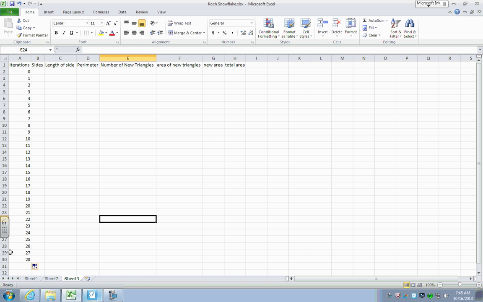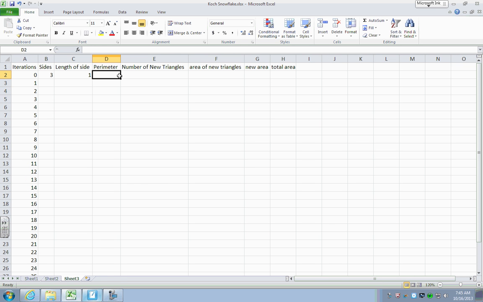We don't need to go any further than something between 25 and 30 iterations. Okay, sides, we said 3. Length of the side, we said 1. Now, here's a shortcut. For perimeter, we know it's 3, but here's how we're going to get it all the other times. We're going to say equals this cell, because it's sides, times length of the sides. There's 3 sides, they're each 1. That'll give us 3. Now, once we fill these in, we can drag that perimeter formula all the way down, and it'll fill it in for us.